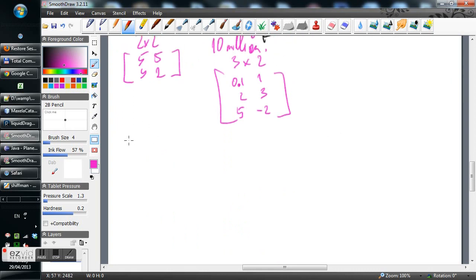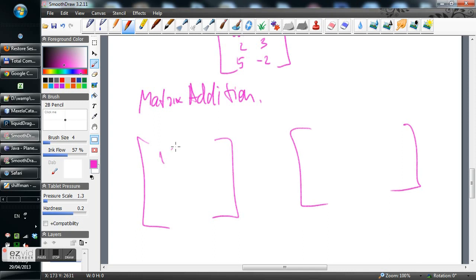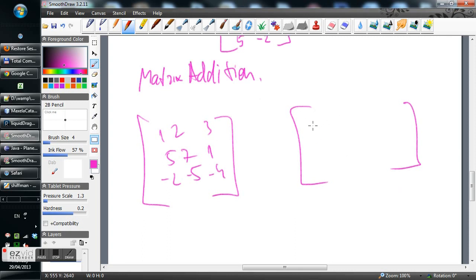And then we have a few operations for matrices, like matrix addition. So in matrix addition, in case we have two matrices, again, I can represent them like this with the numbers 1, 2, 3, 5, 7, 1, minus 2, minus 5, minus 4. And then I have another matrix, 3, minus 2, 5, 7, 12, 11, 12, 2, 0. And imagine I want to sum up those matrices.